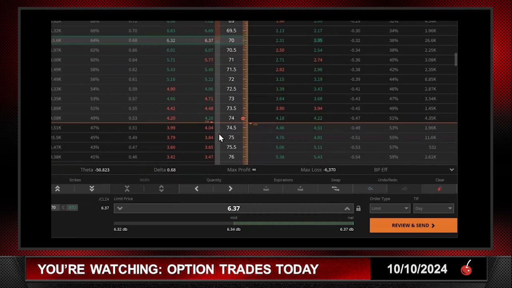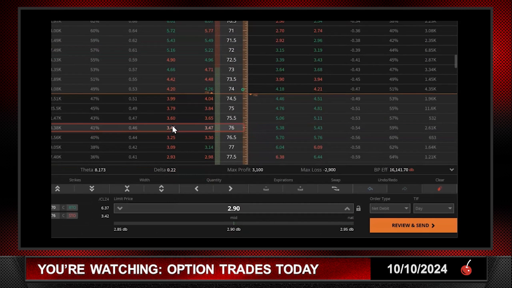I'll go to at the money, buying the 70s and sell the 76s, 1 by 2. I'm just simulating that same $2 wide spread, and you'll notice that the buying power goes up to about $10,000 from the $3,600 that we had before. So remember, your buying power is definitely going to change with span margining. It's a phenomenon to futures options. It does not happen in equity options. So if you're not familiar with that, please do some research on your own.